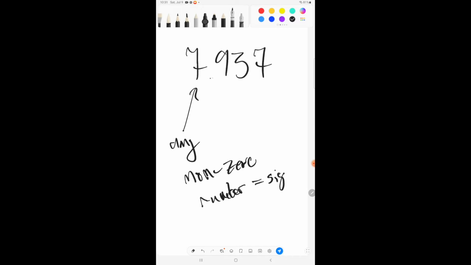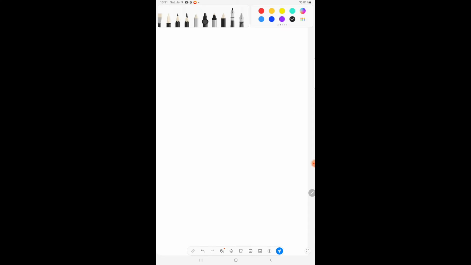7.937 is significant. There has to be a decimal, right? 57 with a decimal, two significant figures. If it was just 57, then it's ambiguous. If I had 2,000, significant. But what about these zeros? Are they significant? Well, we'll get to that. They are. Those zeros are significant.